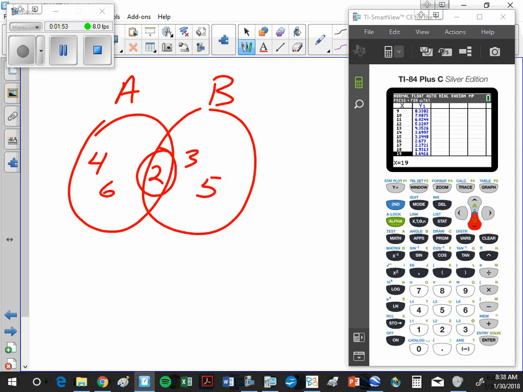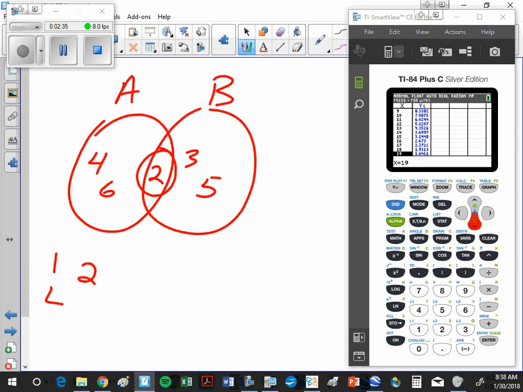What about A or B? What does A or B mean? So let's say you were betting on this. You're rolling a dice. And if A happens or if B happens, you win. How many ways are there for you to win? Well, if you roll a 1, do you win or lose? Lose. Why? Because 1 is not in A and 1 is not in B.